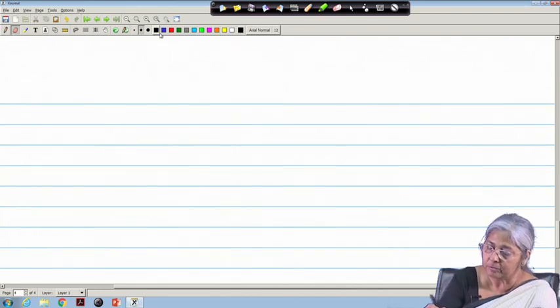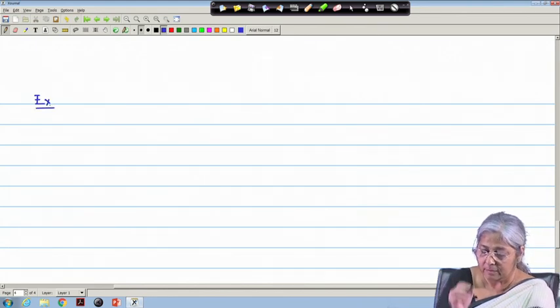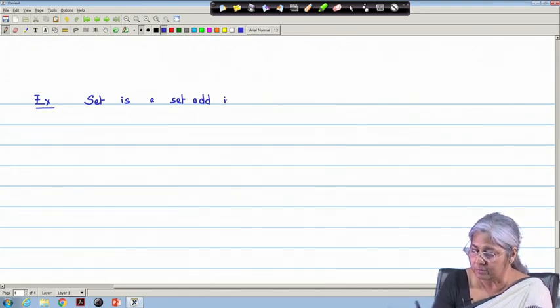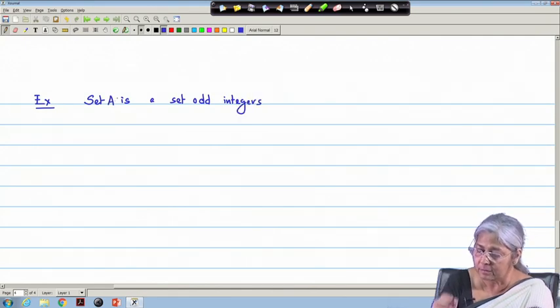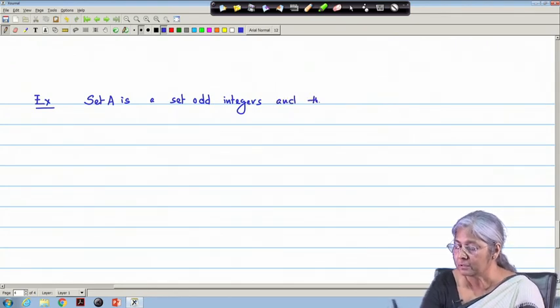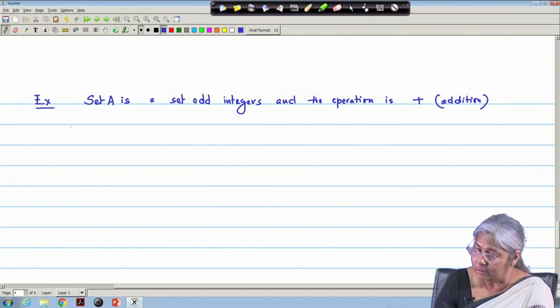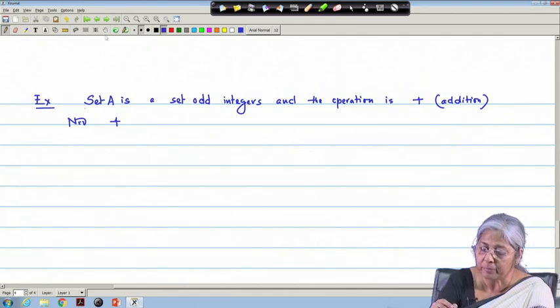I take another example. The set we take is a set of odd integers. Set A is odd integers, and the operation is, say, addition. Now this addition is not a closed operation, or the closure property doesn't hold.